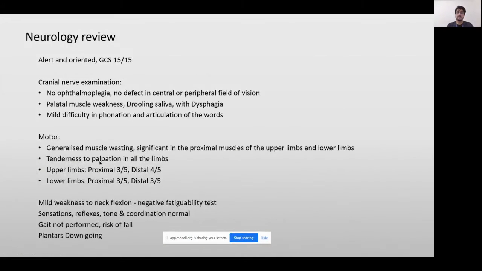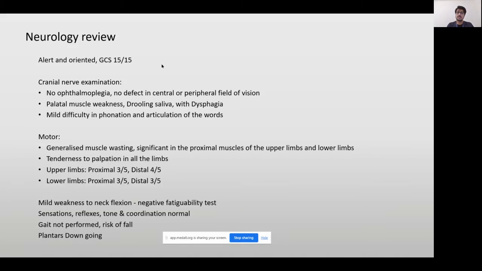So when I assessed him, he was alert and oriented. His GCS was 15 out of 15. Cranial nerve examination showed no ophthalmoplegia. There was no defect in central or peripheral field of vision. There was palatal muscle weakness. He was drooling saliva. There was dysphagia. He had mild difficulty in phonation and articulating the words, but he was not having any word-finding difficulty. His phonation was basically affected. His cognition was not affected.